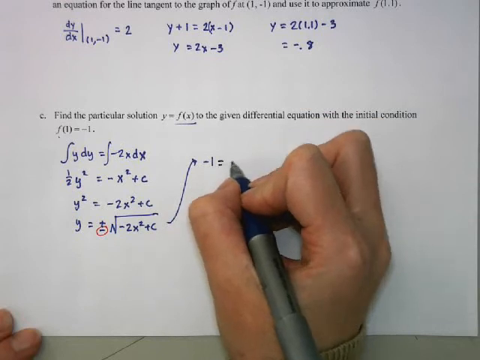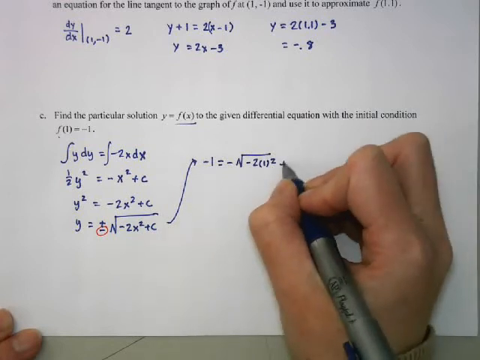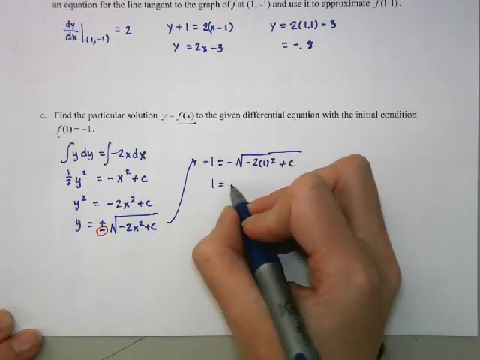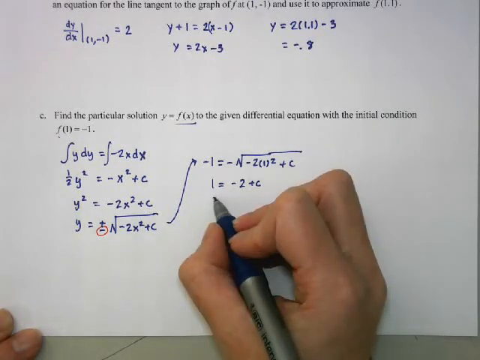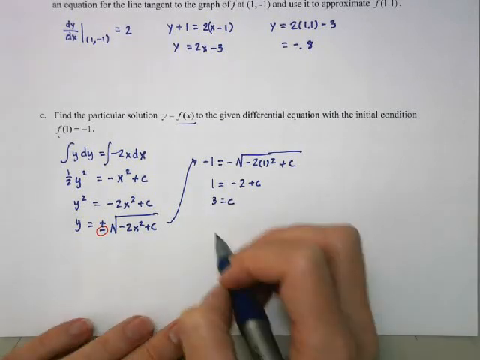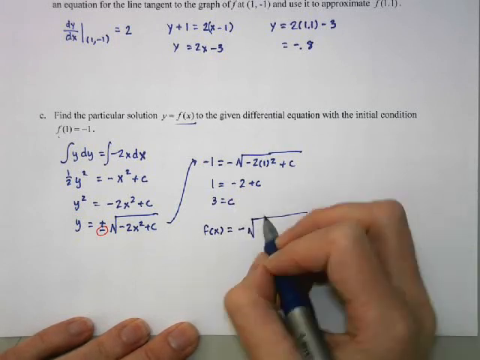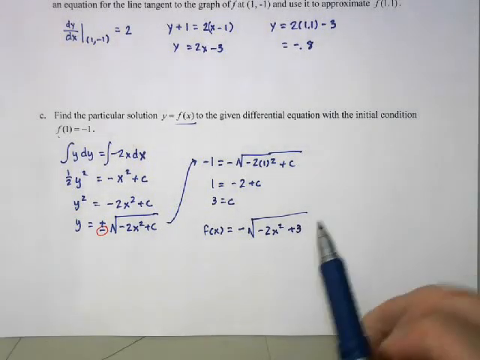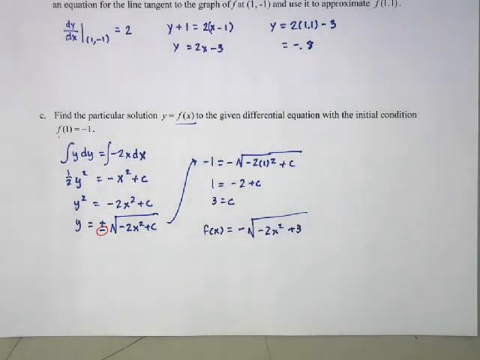So I'm going to do my initial condition to find c. So I'm going to square both sides, so I get 1 equals negative 2 plus c. So 1 plus 2 is 3. So my final answer here is going to be f of x is equal to negative square root of negative 2x squared plus 3. So when you're given an initial condition like this, you'll need to decide whether it's the top half or the bottom half. So that is our introduction to slope fields.